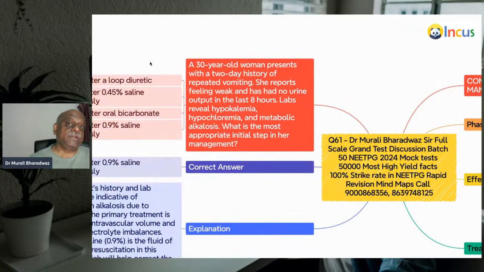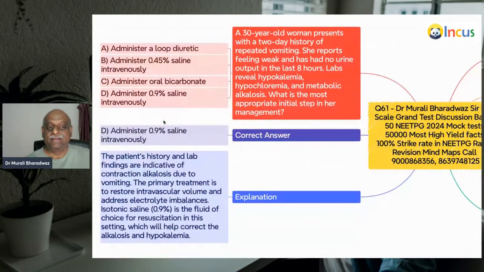A 30-year-old with a 2-day history of repeated vomiting. Whenever repeated vomiting is there, dehydration is there, decreased plasma volume is there, that leads to decreased renal plasma flow, that leads to release of renin, angiotensin and aldosterone and leads to hyperaldosteronism. Such a hyperaldosteronism which occurred because of dehydration, because of volume contraction, is called contraction alkalosis.